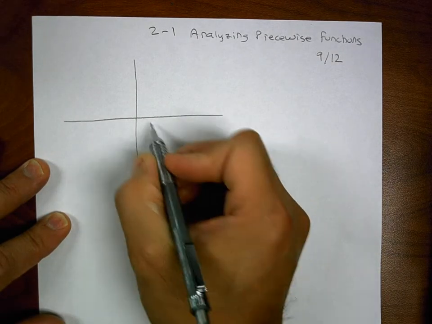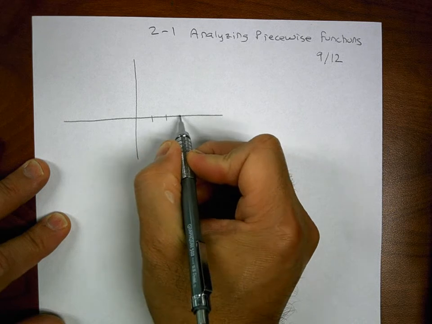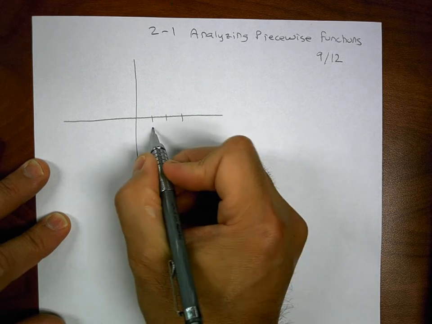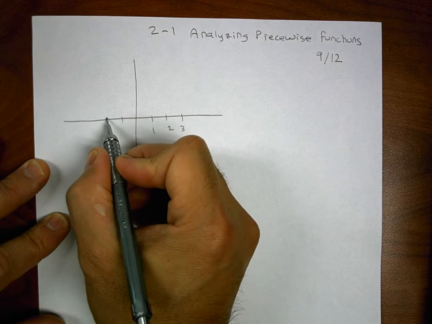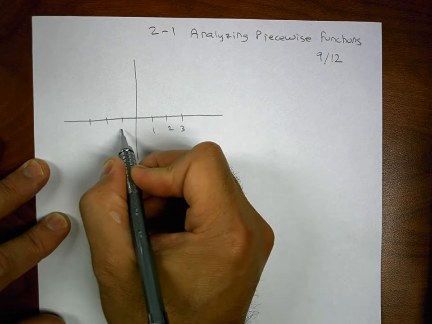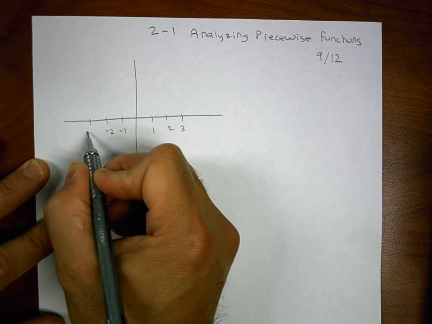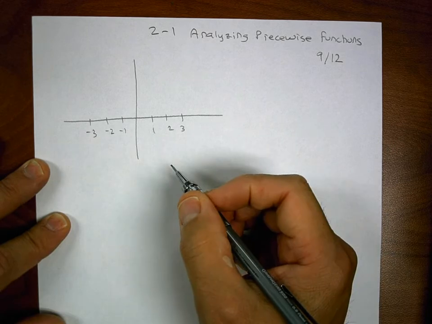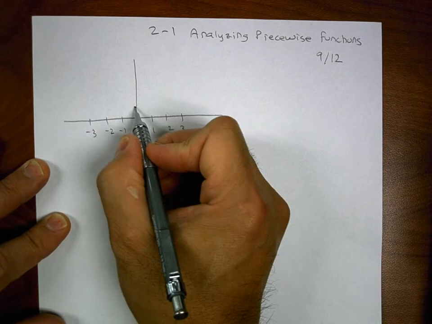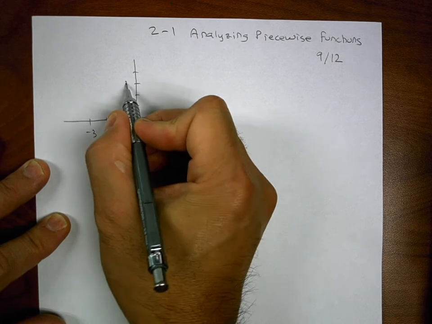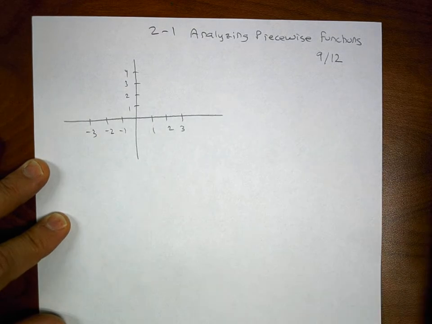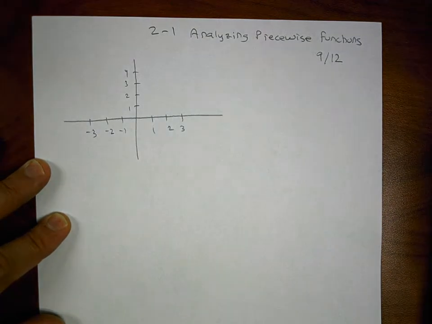Okay, put 3, 1, 2, 3 in the x direction. 1, 2, 3. And then let's go back. -1, -2, -3. -2, -3. 4 up. So 1, 2, 3, 4. Okay, so I'm going to draw a graph, a piecewise function, and then I'll ask a bunch of questions about it. All right.